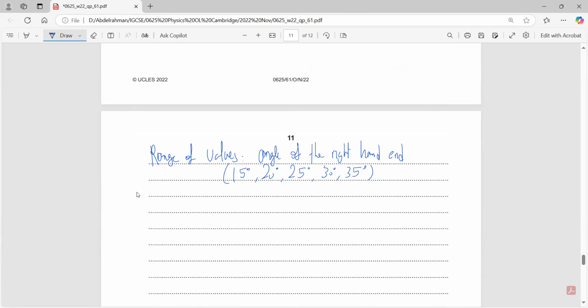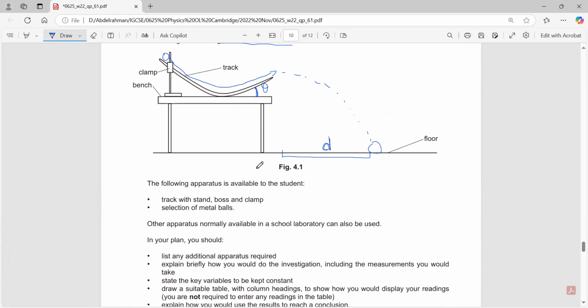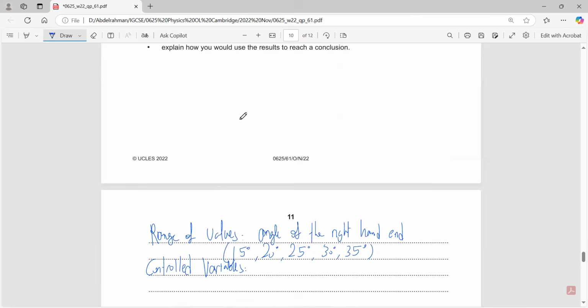What are some of the controlled variables that we have? If you think about it, one of the most important controlled variables in this question is the position at which the ball is released from. You're not pushing the ball, so I don't want anyone to say the force or the initial speed of the ball. The initial speed of the ball is zero. There's no force. You're just releasing the ball from an initial position. So one of the constants is the position from which this ball is released.